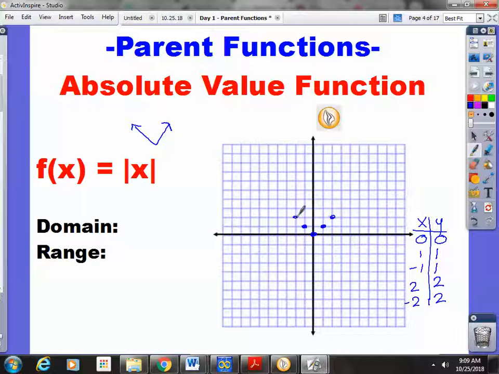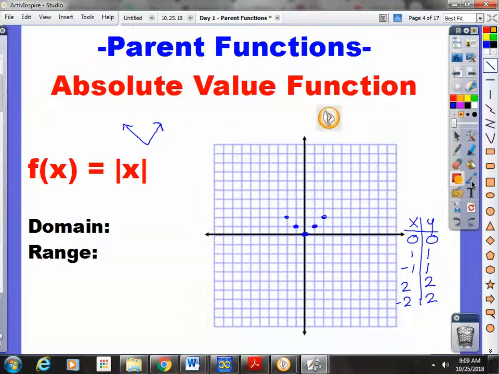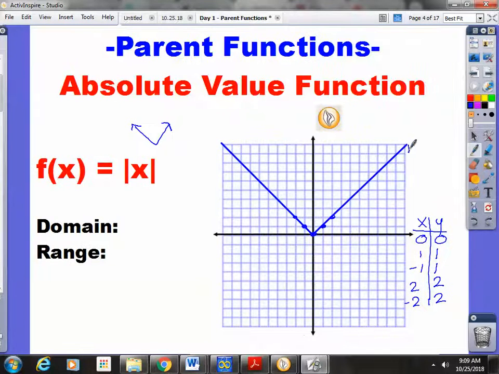What I'm wanting you guys to be able to do is to come up with these 5 points quickly. Okay? I want you to be able to think, all right, I know if I put 0 in, I get out 0. If I put 1 in, I get out 1. If I put negative 1 in, I also get out 1. I want you to know what these parent functions look like in their basic form, because we're going to have to plot those basic points and then shift them.